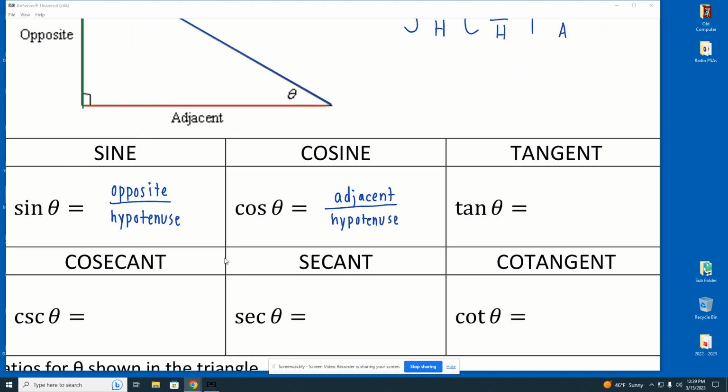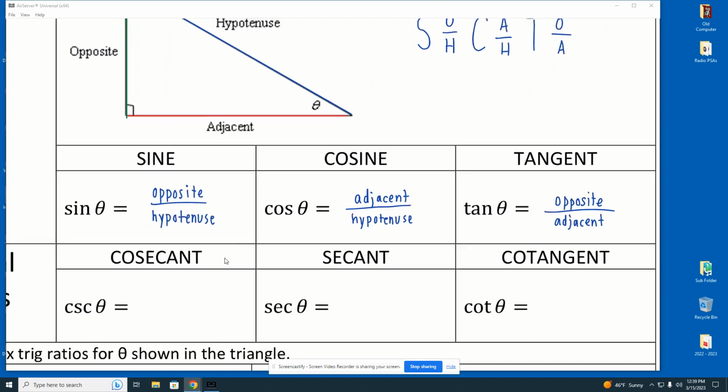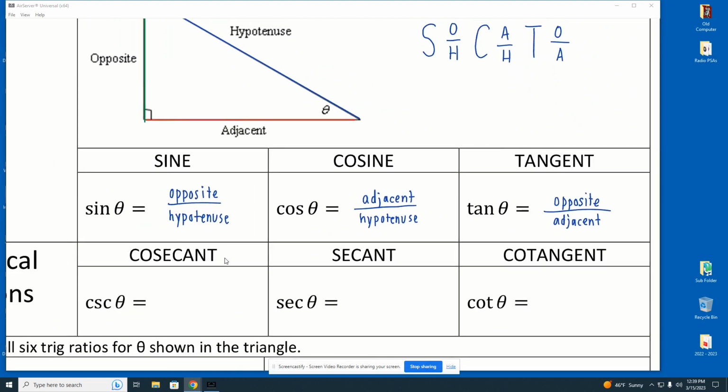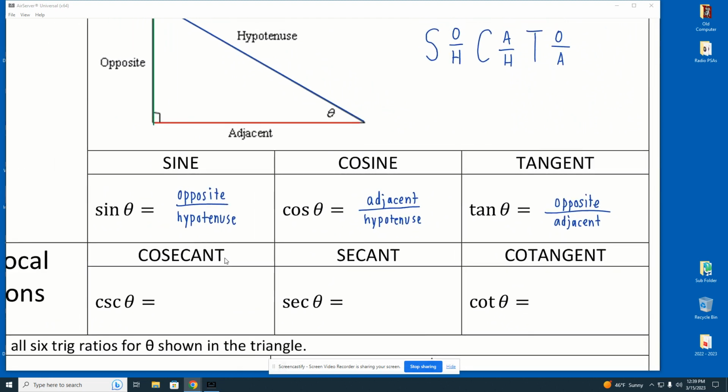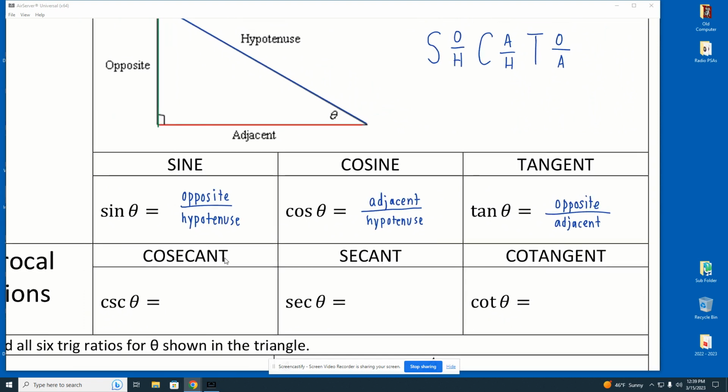And then finally, tangent, TOA, is opposite over adjacent. When you guys are taking the quiz over this, and you get to this, some of y'all will snicker. All right, so those are your majors: sine, cosine, tangent. Your minors are cosecant, secant, and cotangent.